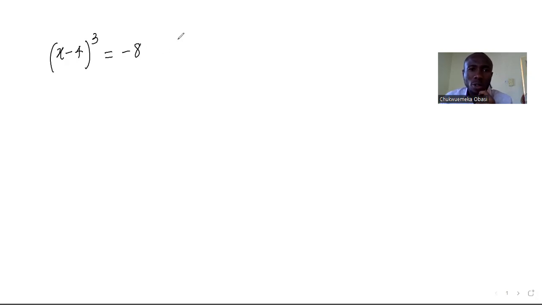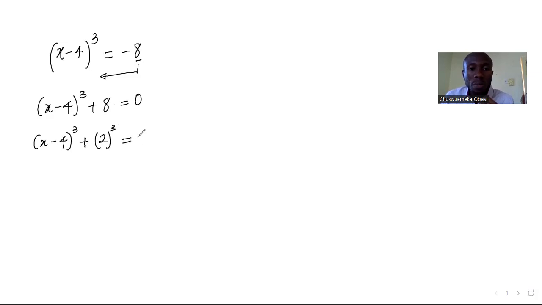All right, the first thing I want to do is take this negative x to the left-hand side. So I'll have (x - 4)^3 + 8 = 0. This is the very first thing you want to do. And remember, you can write 8 in powers of 2. So you have (x - 4)^3 + 2^3. Of course, you know 2^3 is 2 times 2 times 2, which is just 8, right? So we didn't really change anything.